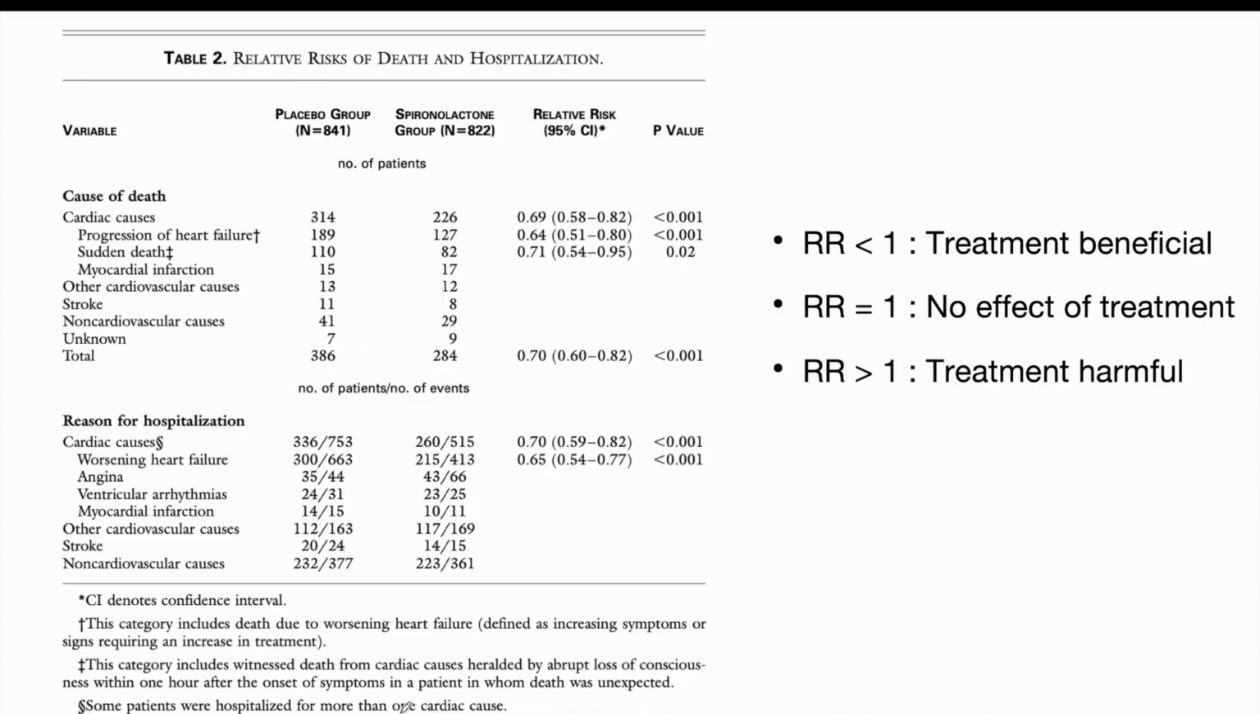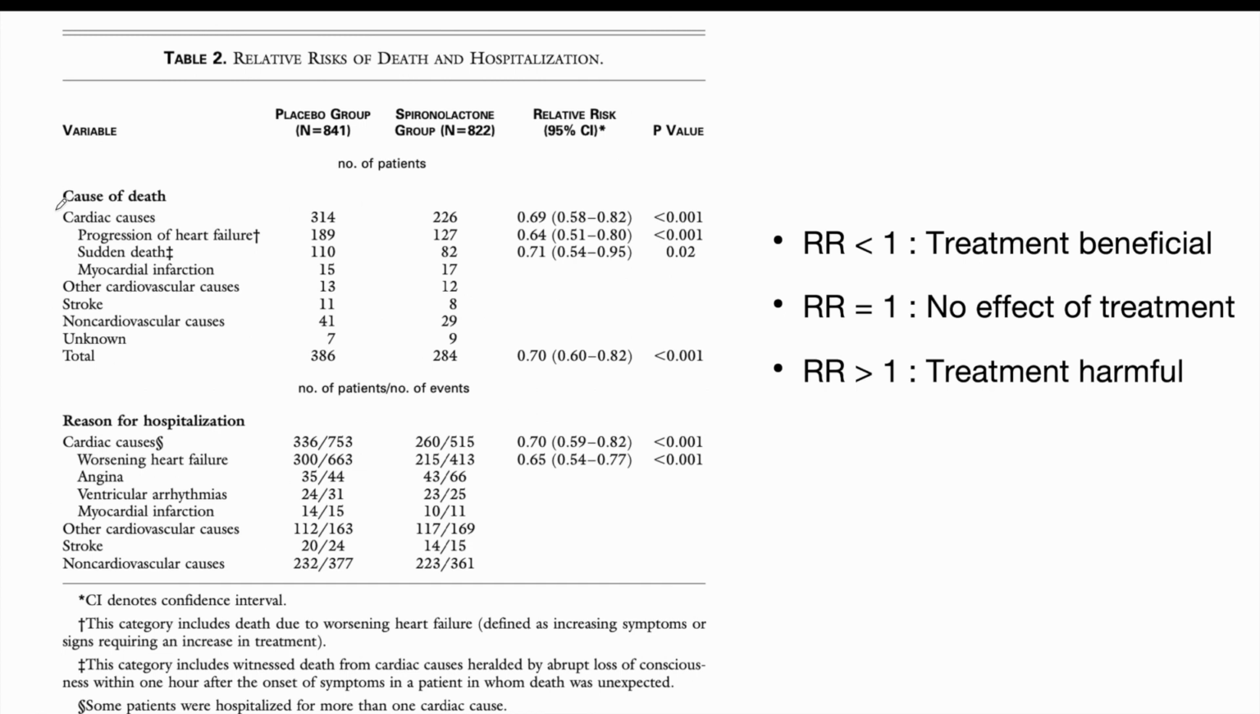And let's look at table 2 here. Table 2 is our relative risk of death and hospitalization. So when we're interpreting relative risk, we have to keep in mind that a relative risk less than 1 means our treatment is beneficial. A relative risk equal to 1 means there's no effective treatment. And a relative risk greater than 1 means that the treatment is harmful.